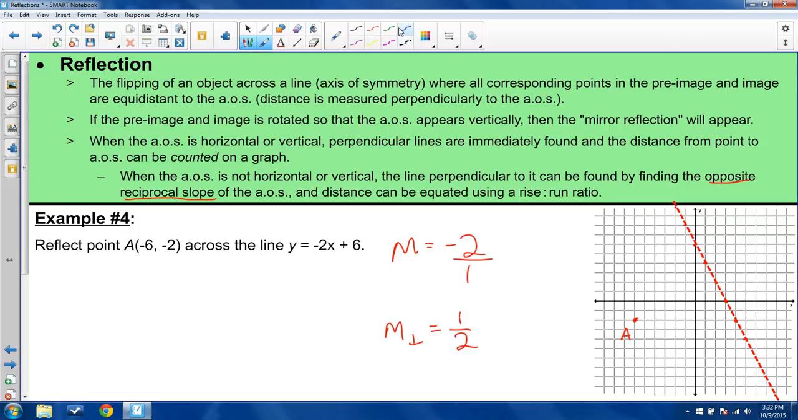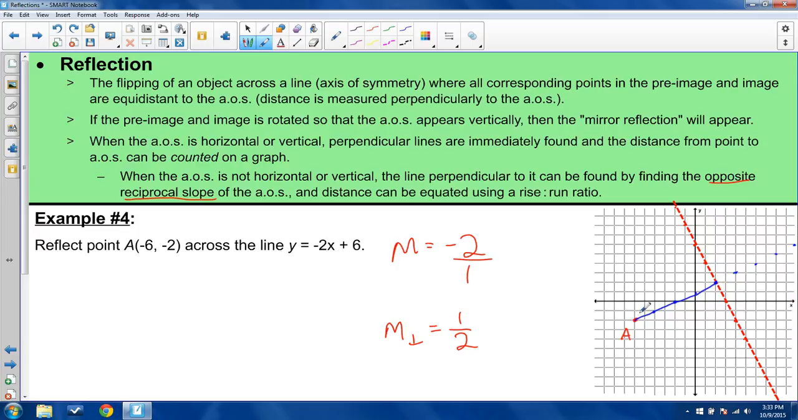Once I use the opposite reciprocal slope, let's draw the line that goes through A that has a slope of 1/2. So I'll go up 1 over 2, up 1 over 2, and keep doing it until you find a possible point of intersection. And there's one, and I landed on one perfectly. That point is 2, 2. But I can keep going because what I do need to do is find out where A prime is. So this is where my distance will be equated. I don't necessarily need to find this distance, and better yet, I'm definitely not going to count it.